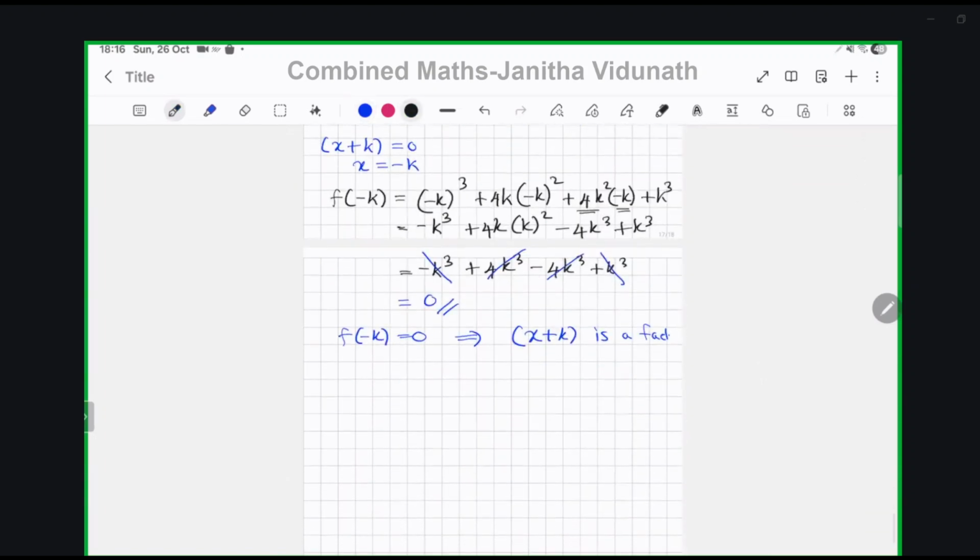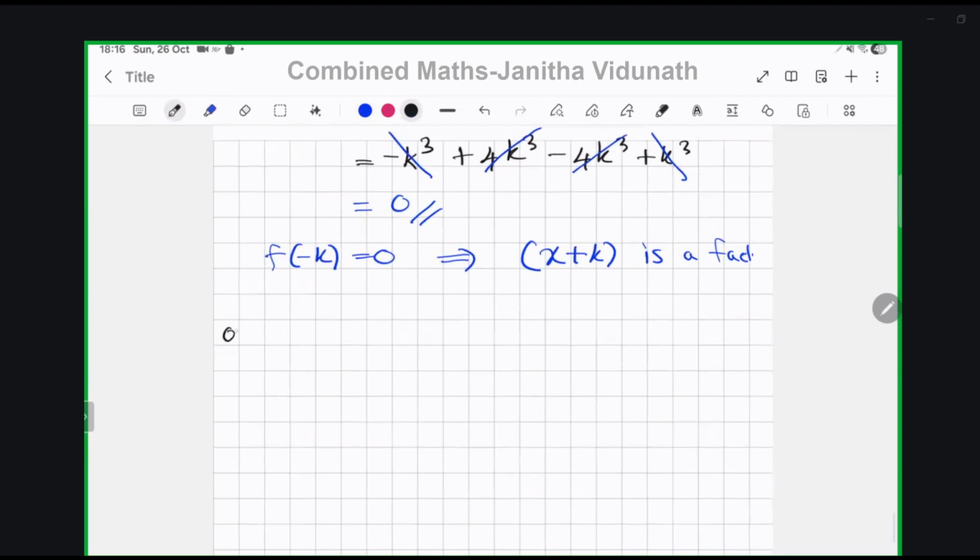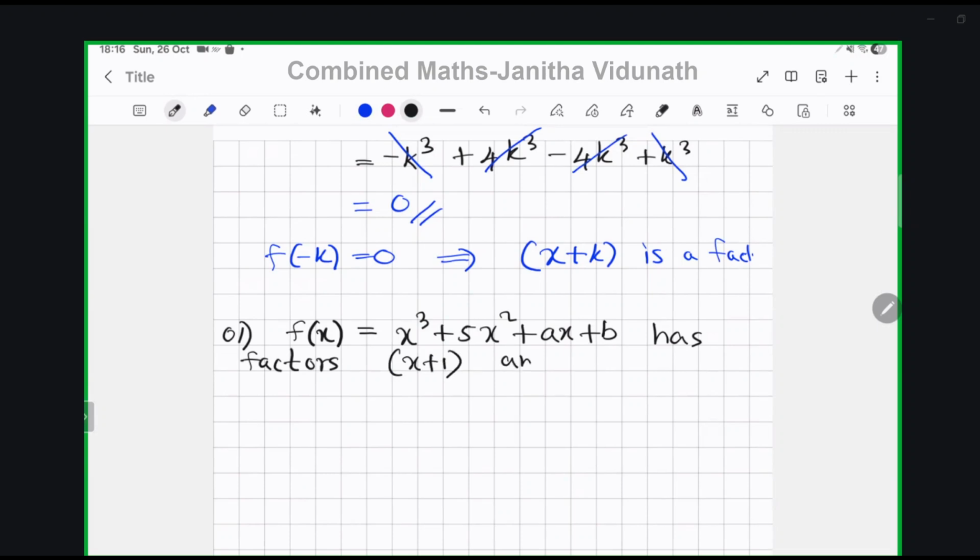Now I will give another two questions. Please do those questions and send me the answers. First one is: f(x) = x cube plus 5x square plus ax plus b has factors x plus 1 and x plus 2. Find the values of a and b. This is the first question.